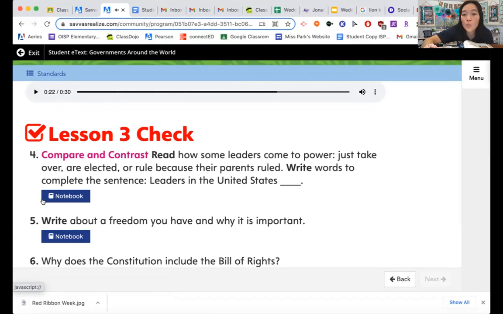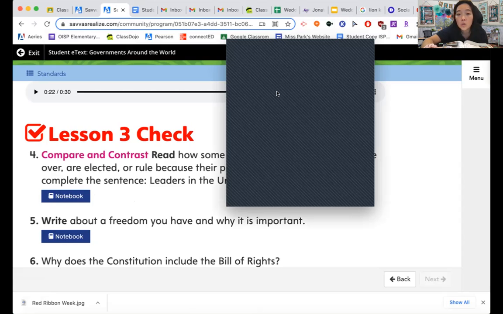So read how some leaders come to power. Some just take over. Some are elected. Some rule because their parents ruled, like kings and queens. Write words to complete the sentence. Leaders in the United States are which of those? Can you guys tell me? Do United States leaders just take over? Do they get elected, or do they rule because their parents ruled?